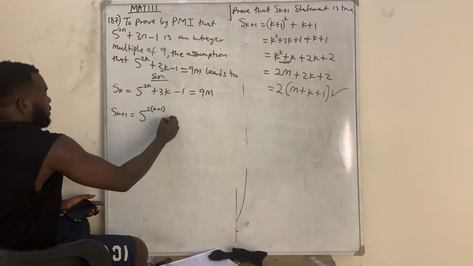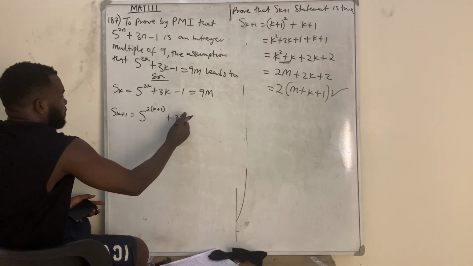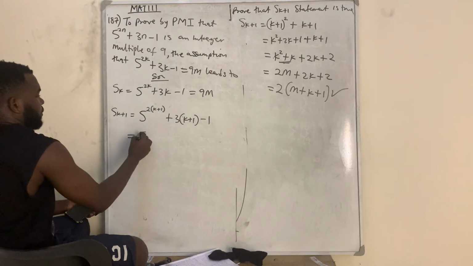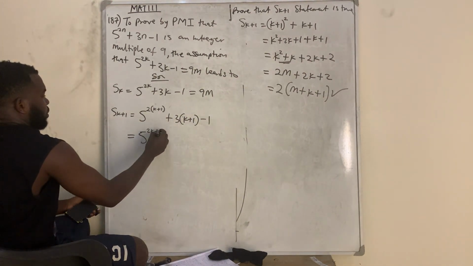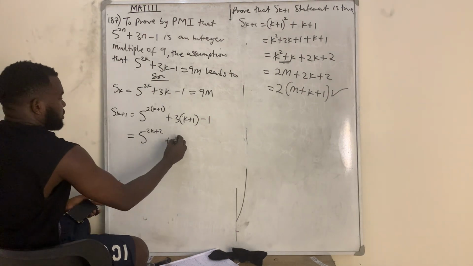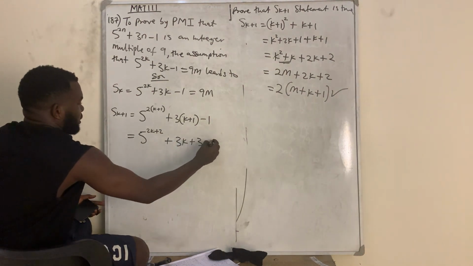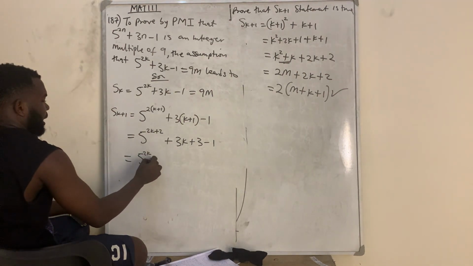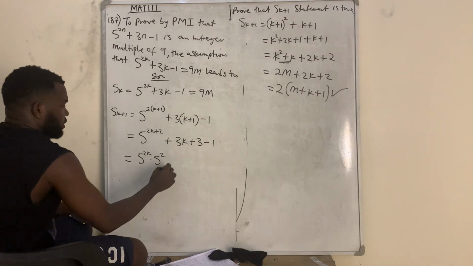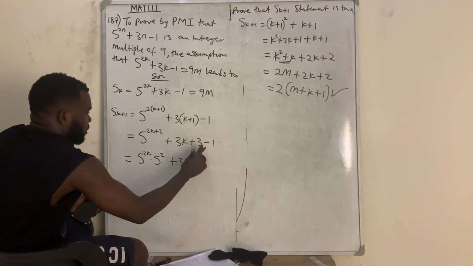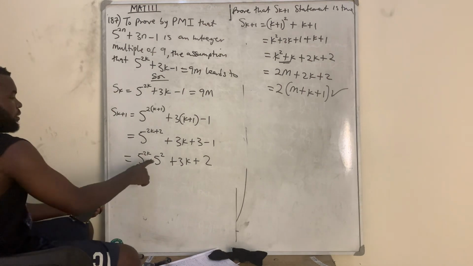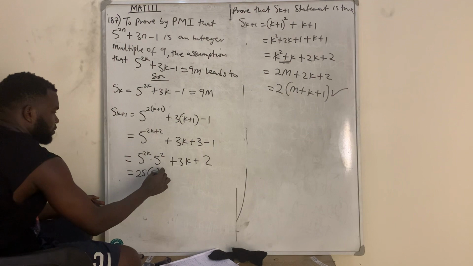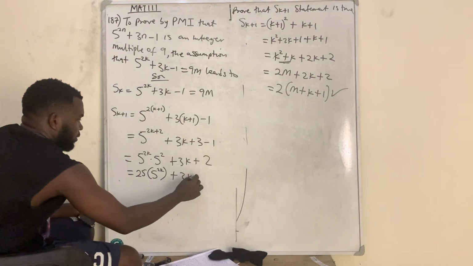So now for S(k+1), which is equal to 5 raised to power 2 into (k+1), plus 3 into (k+1), then minus 1. So this is equal to 5 raised to power 2k plus 2, then plus 3k plus 3, then minus 1. So this is equal to 5 raised to power 2k times 5 raised to power 2 according to indices, plus 3k plus this, and this is giving me 2. Now this raised to power 2 is 25. So I have 25 into 5 raised to power 2k, then plus 3k plus 2.